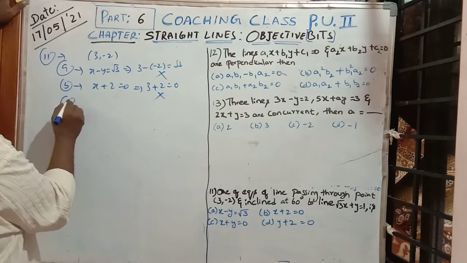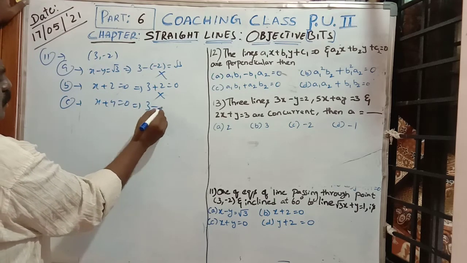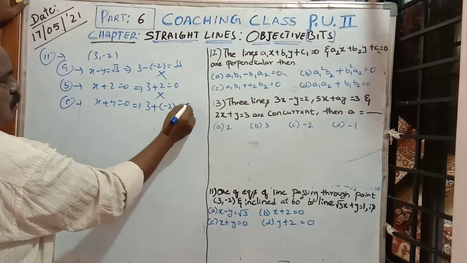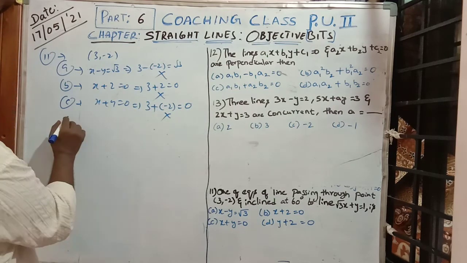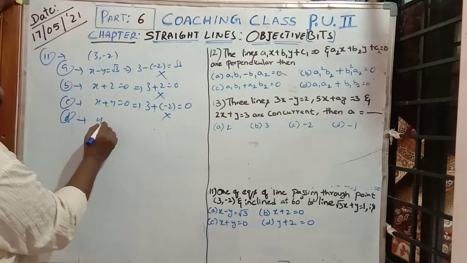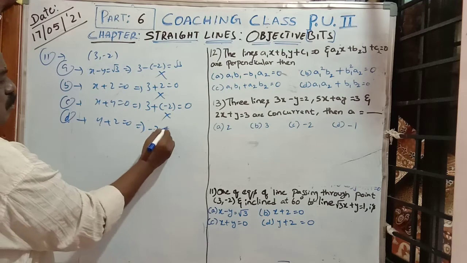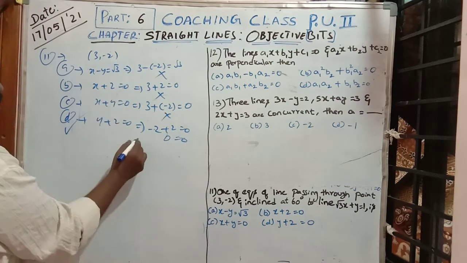So C. C is x plus y is equal to 0. That implies 3 plus minus 2. 3 minus 2 is 0? It is also wrong. 3 minus 2 is 1. So the fourth option D is y plus 2 is equal to 0. What is y? y is minus 2. Minus 2 plus 2, 0 is equal to 0. So it satisfies. It is correct.